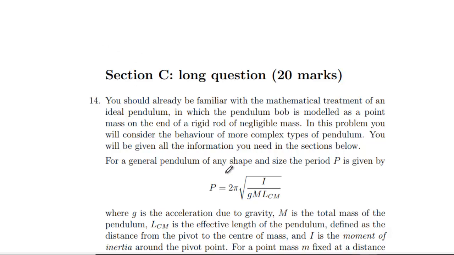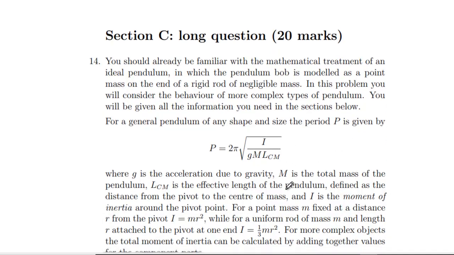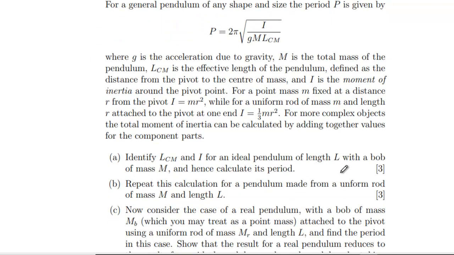For a general pendulum of any shape and size, the period P is given by this formula. That looks fairly complicated. So what are all these bits? Actually, it doesn't look too bad. It's just because of the subscript there. So g is the acceleration due to gravity. M is the total mass, so that's the rod and the bob at the end of it. L_CM is the effective length of the pendulum, defined as the distance from the pivot to the center of mass.